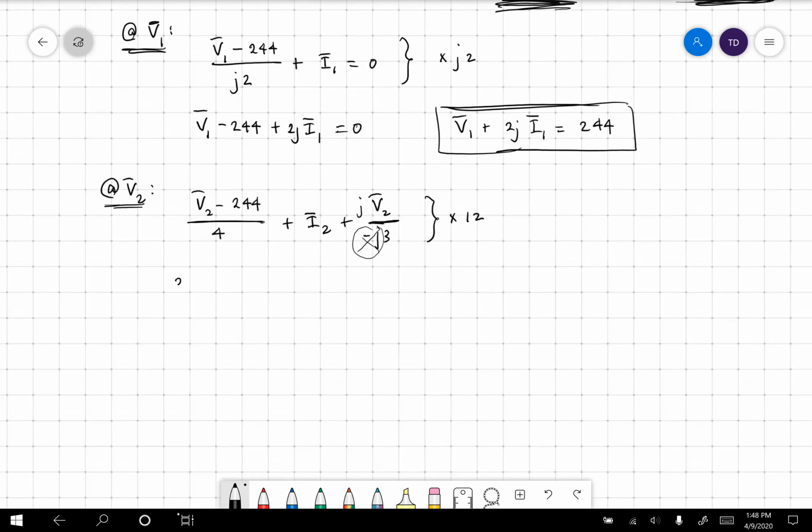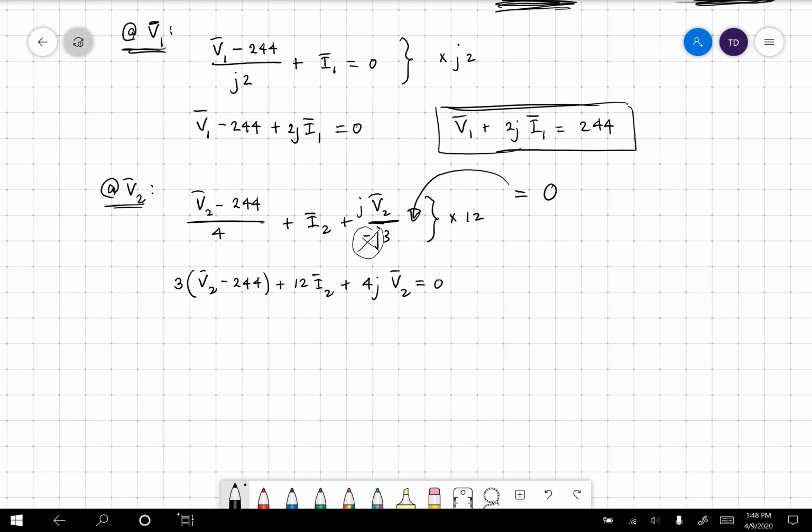Multiply by 12, that gives me 3 times V2 minus 244 plus 12 I2 plus 4J V2. And I didn't even finish my equation. Nobody butchered me on that one. Thank you for not killing me. Equals 0.